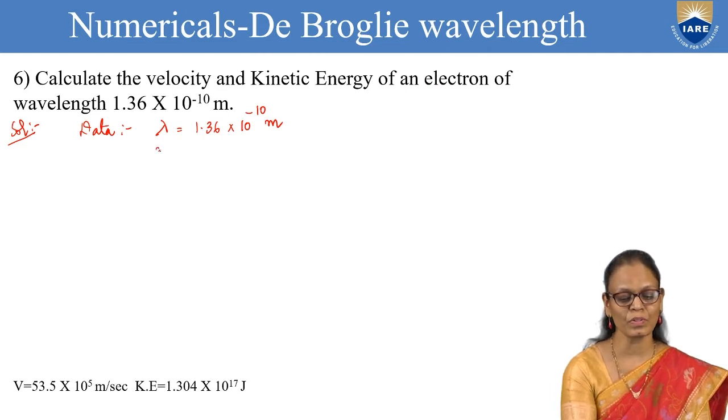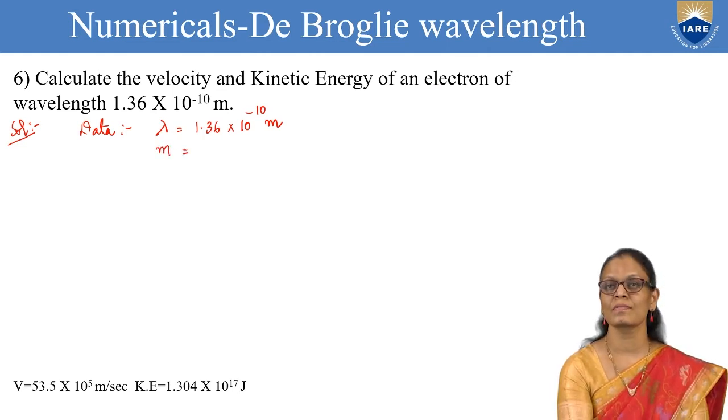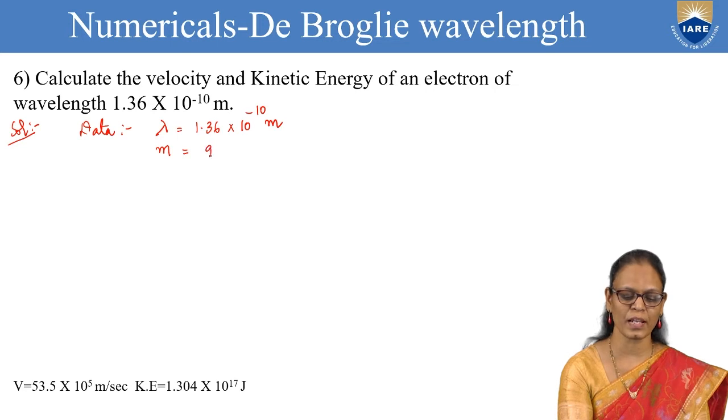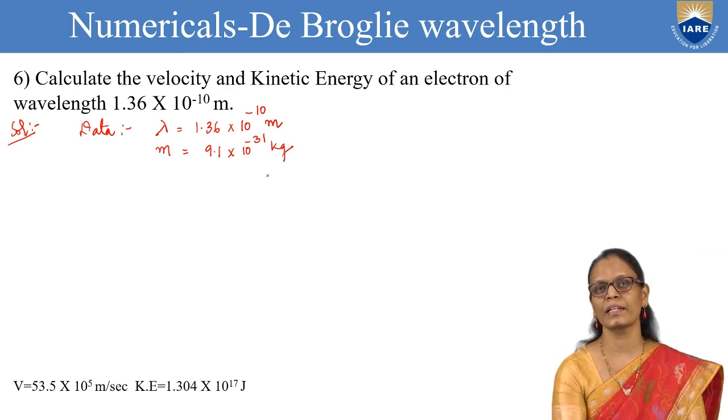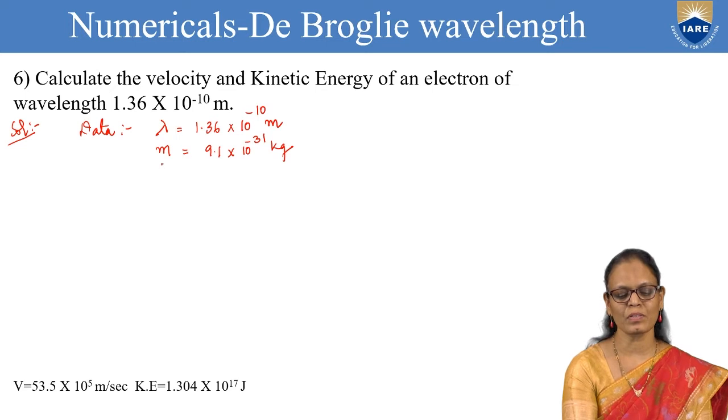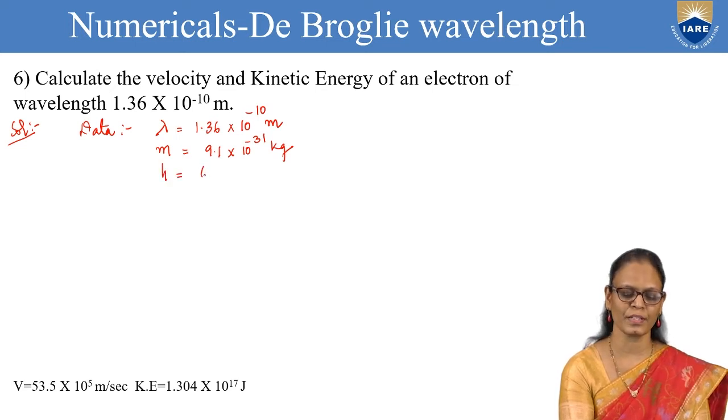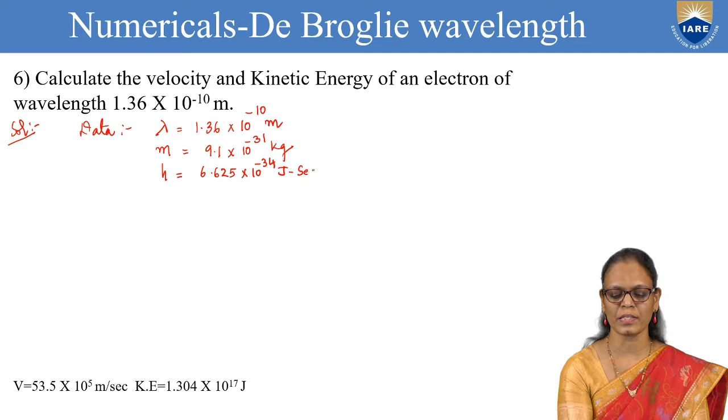So you need to know the mass of the electron also. The mass of the electron is 9.1 into 10 power minus 31 kilogram. If this is the data you know, you also have to use Planck's constant, h, which is equal to 6.625 into 10 power minus 34 joule second. Everything in the SI system.